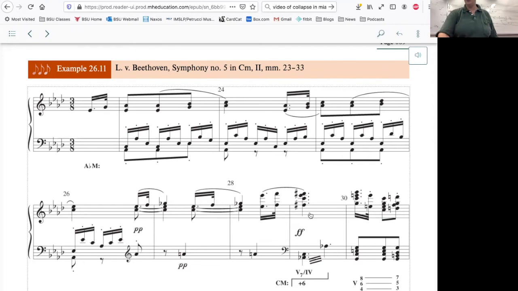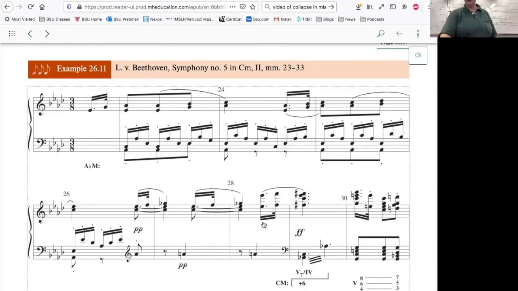Now, there's no saying why Beethoven chose to write these notes as F sharps going towards the key of C major. He could have just as easily written these as G flats and then written G naturals in measure 30. But he chose to use the spelling of the enharmonically equivalent chord, the chord that goes with the second key.